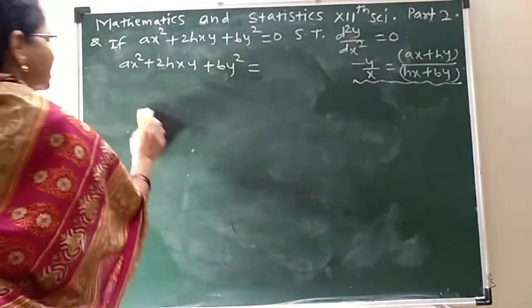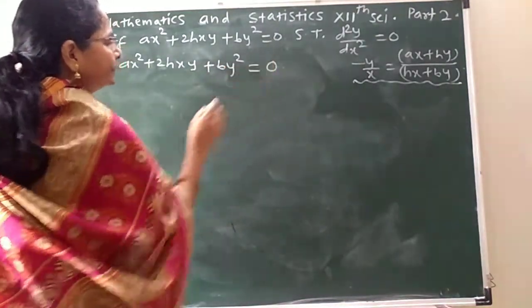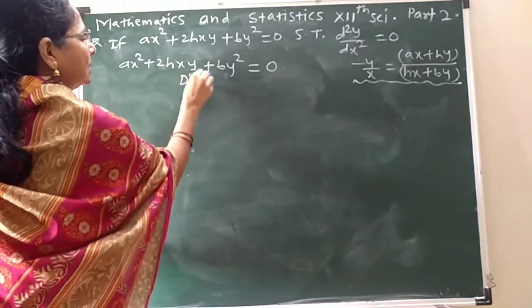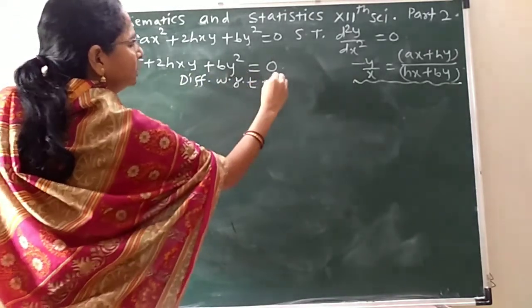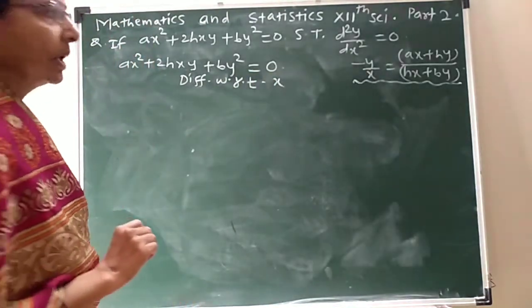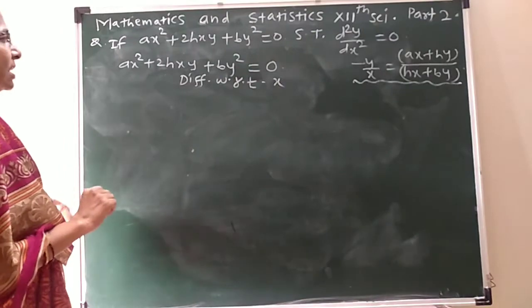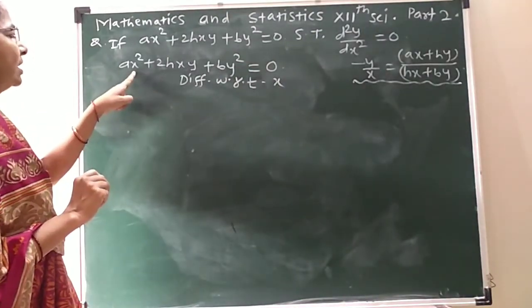Next step is to take this statement again and differentiate with respect to x. Now start differentiation. A is a constant. Derivative of x square is 2x.